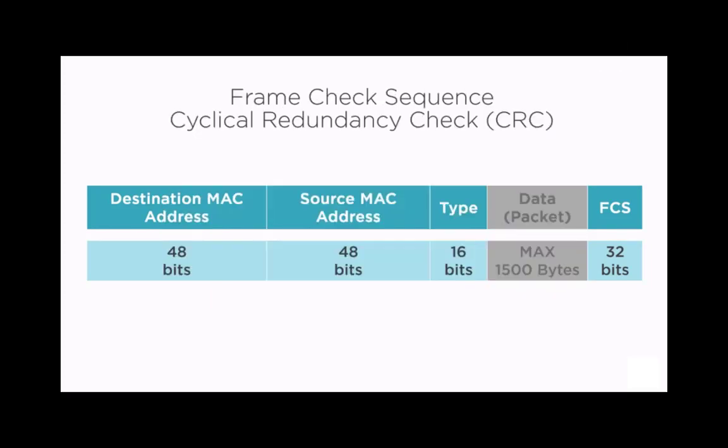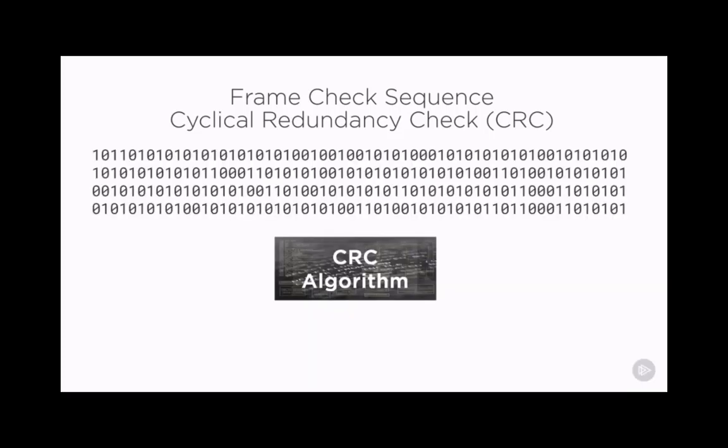Now the last field is called FCS. FCS is the frame check sequence. Basically, this is the mechanism with which we detect any error or any bit which is missing in our data. We check the consistency of our data. For this we have an algorithm called CRC. CRC is a cyclic redundancy check.